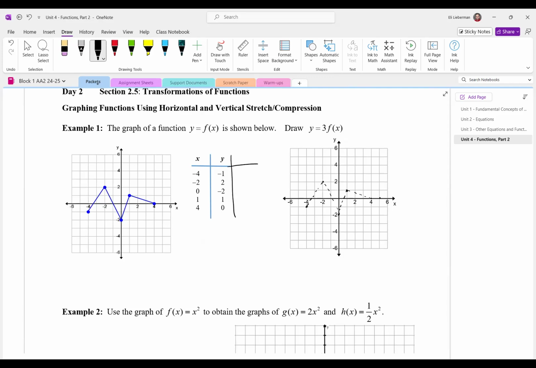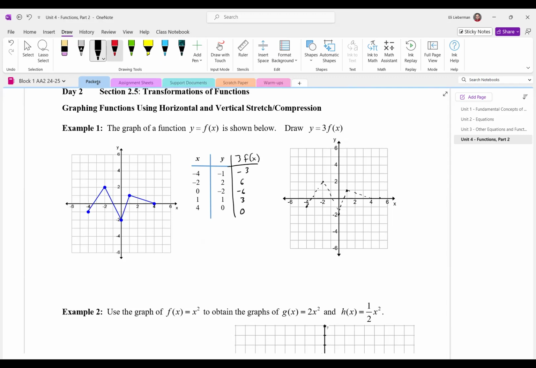Now I could make another column here and I'll put 3 times f of x. Remember, f of x is just another way to say y. So for that first one, it's going to be not a -1, but a -3. That 2 is going to turn into a 6. I know this is crazy. That -2 is going to turn into -6. We're just taking the y value and multiplying it by 3. So 1 becomes 3, 0 becomes 0 times 3, which is, oh yeah, 0.